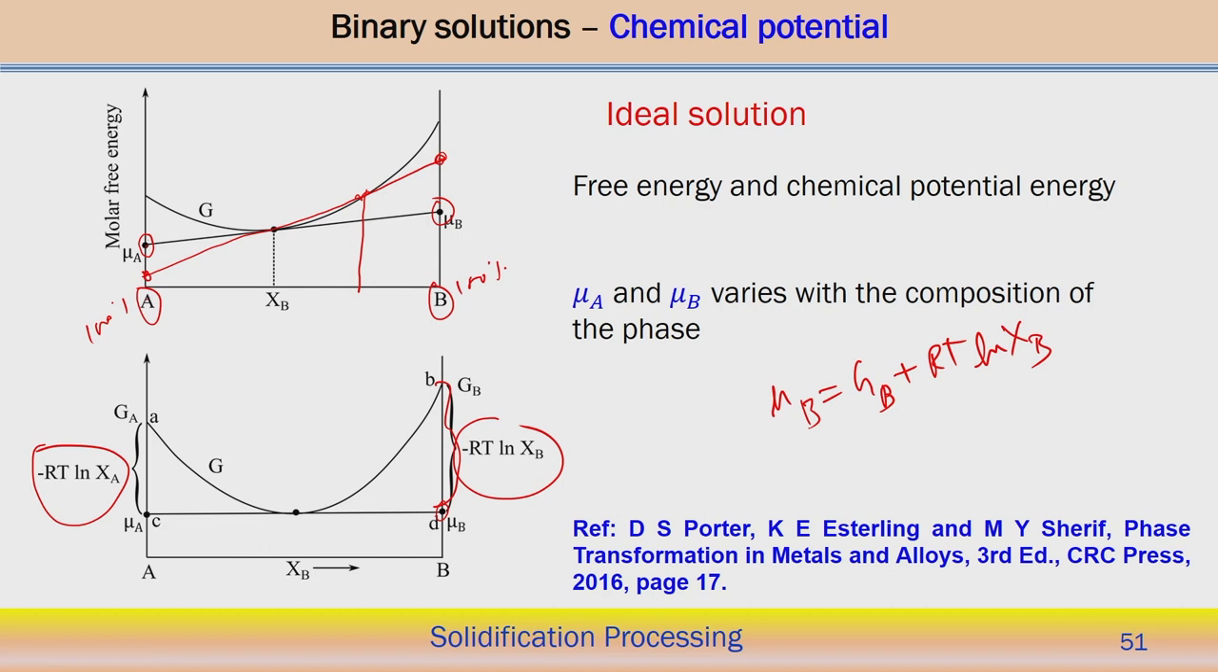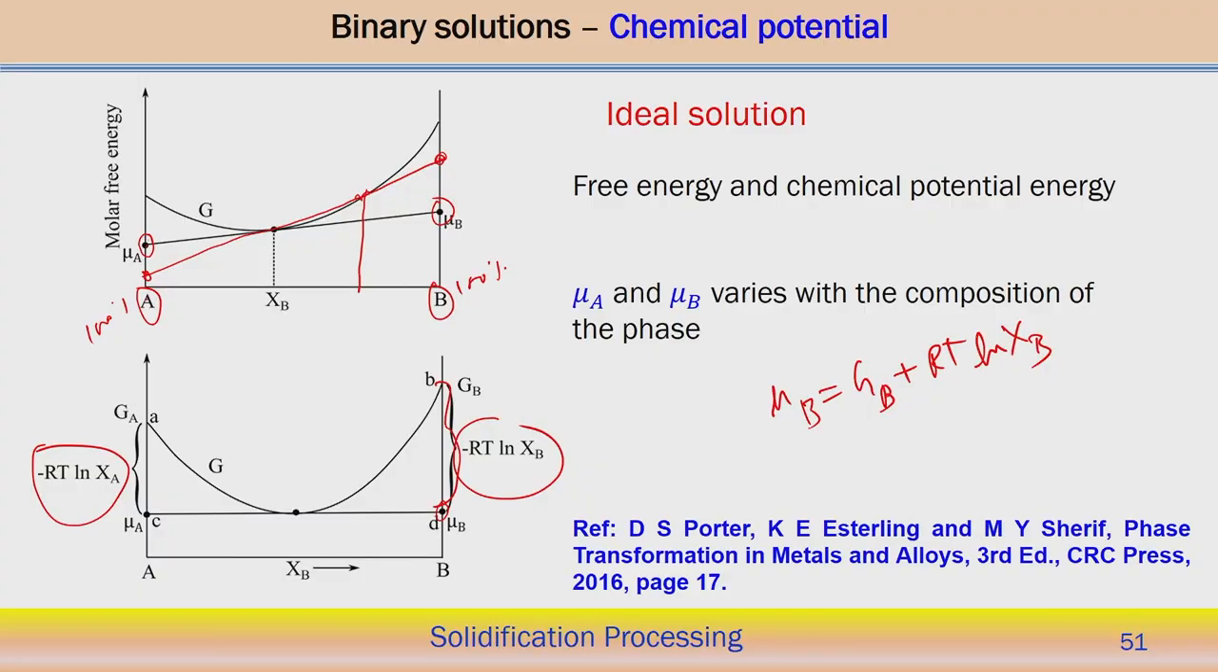So although this is the ideal solution, we are discussing the chemical potential for the binary solution. But in this case we are considering this is the ideal solution, in the sense that the thermal entropy part we are neglecting for the ideal solution. In that case, there is only the mixing of the two components A and B, and in this case we are considering only the configurational entropy, and based on that we estimate that these are the values of the chemical potential for the atoms A in the solution, and the chemical potential for the atoms B in the solution.